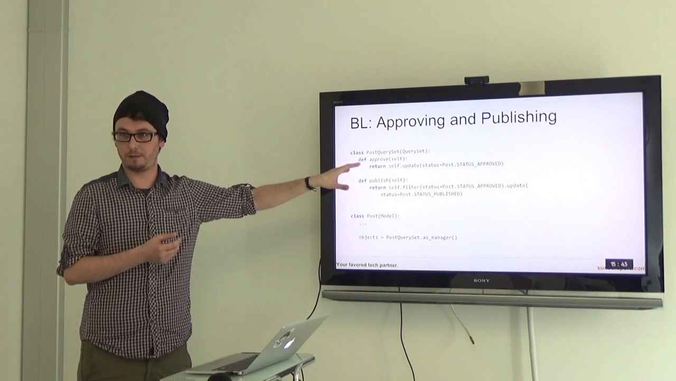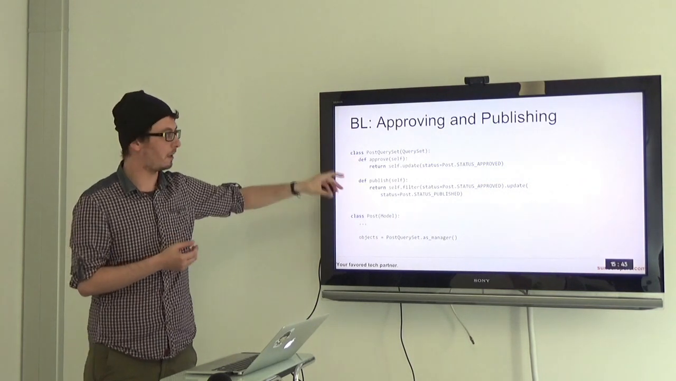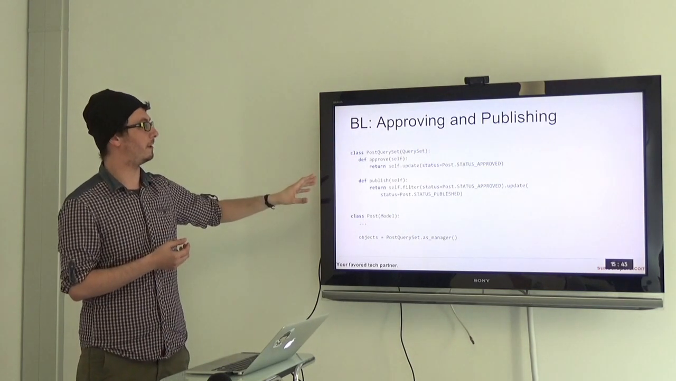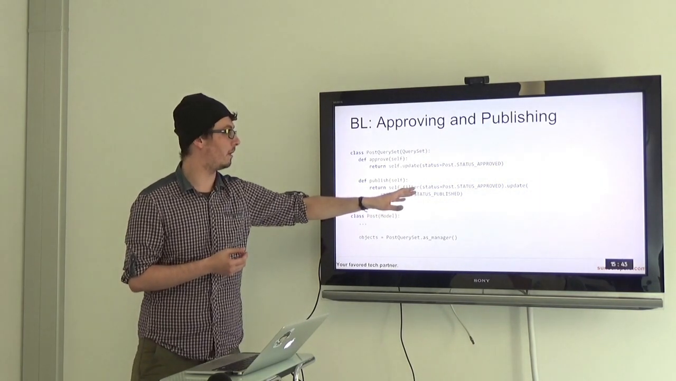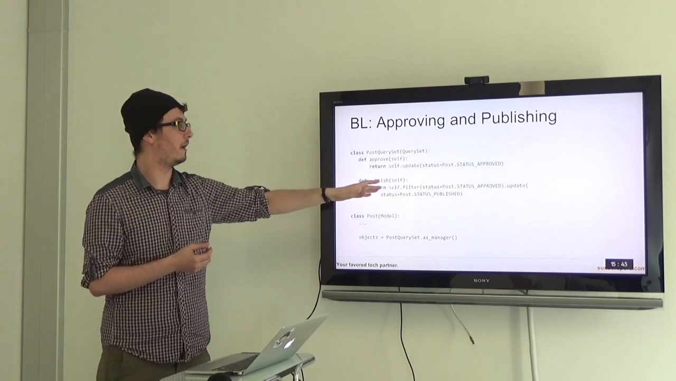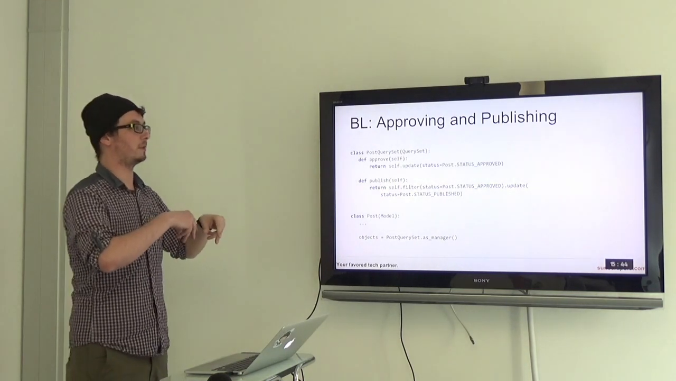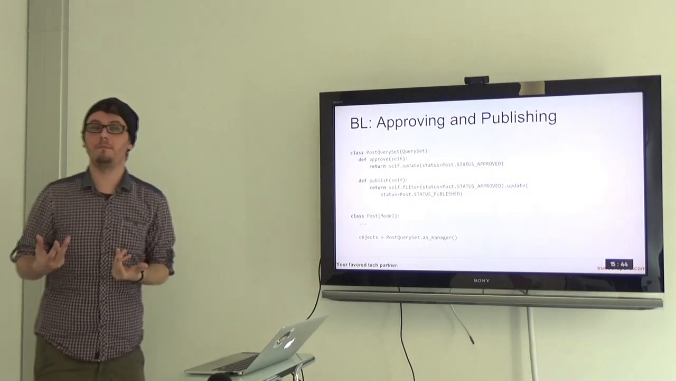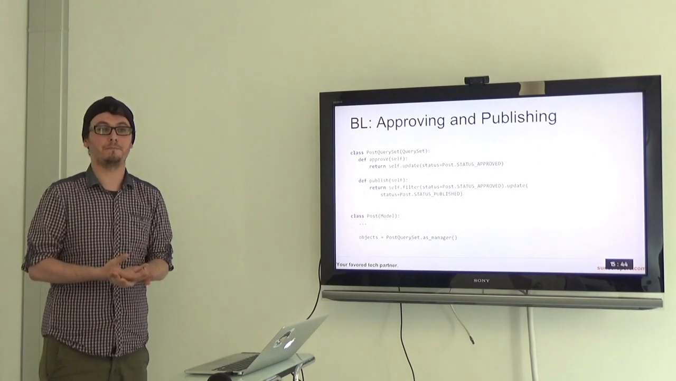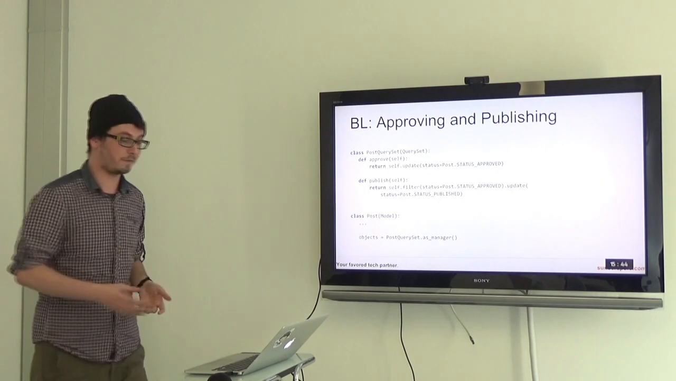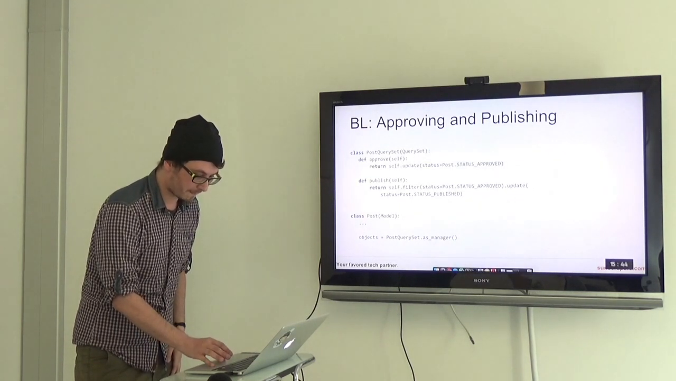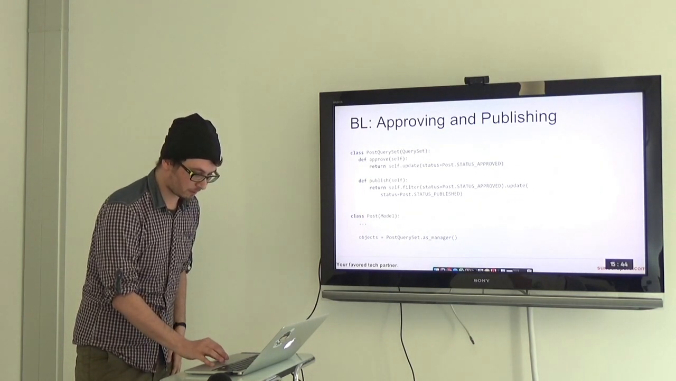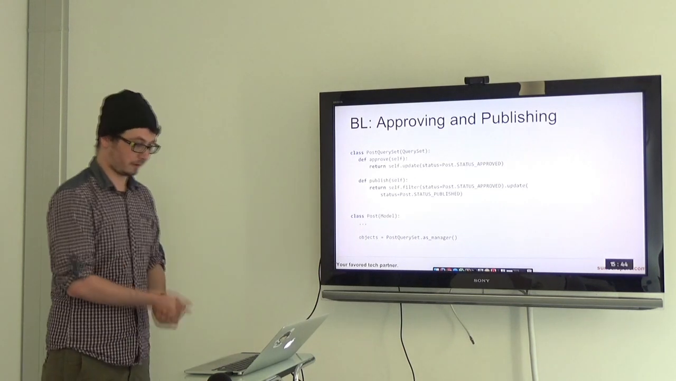I know in the real world this won't do. This is a very simple example, but that's going to be enough for now. And then you have the publish method, which filters itself on its own to get only those posts that are approved and updates them to make them published. Right? Perhaps it does something more, but that's the general idea.